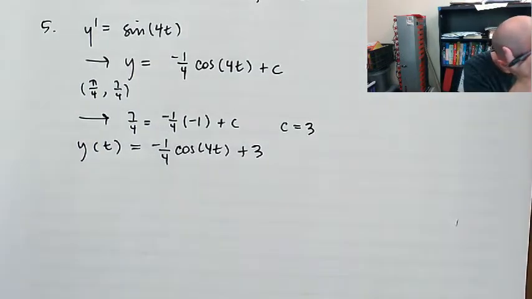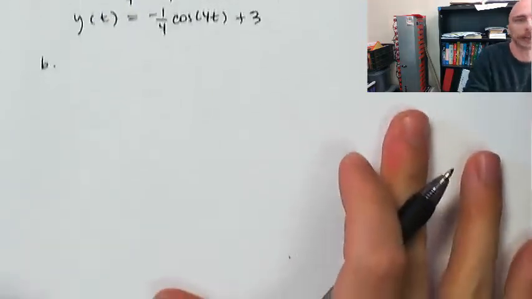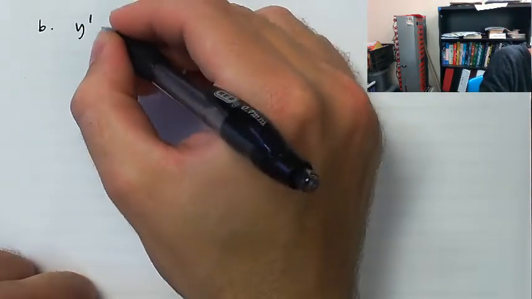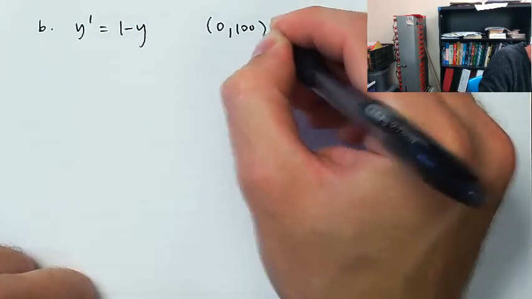And then the last one is y prime equals 1 minus y. I feel like I've been noticing that one a lot in AP Calculus this year. I don't know, maybe I've just been paying closer attention, or it just happened to come up a few times, but y prime equals 1 minus y that happens to pass through the point 0 and 100.